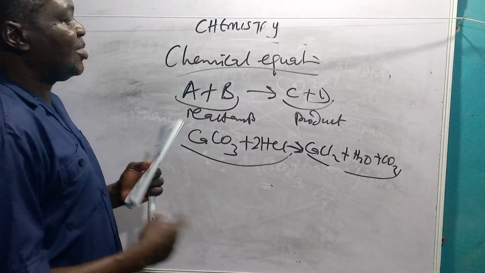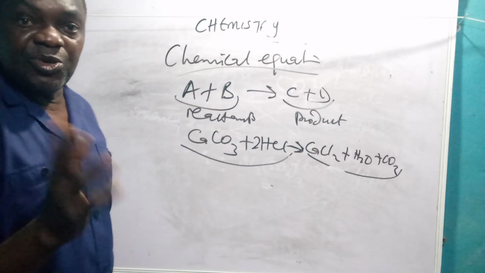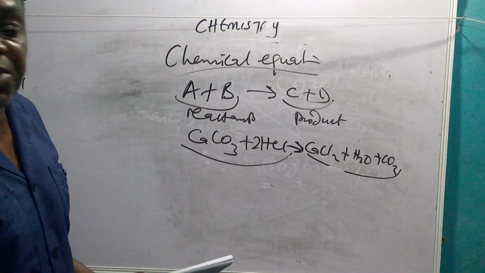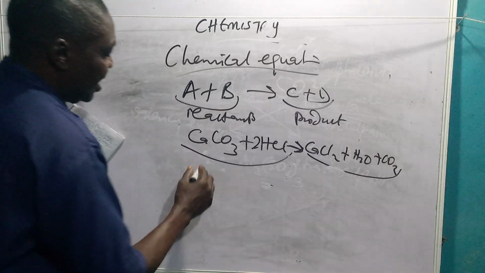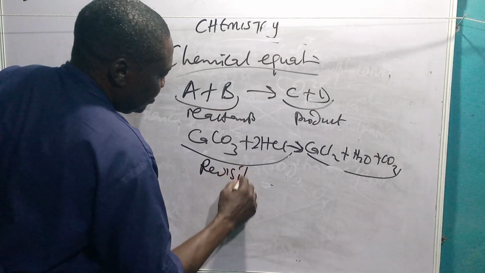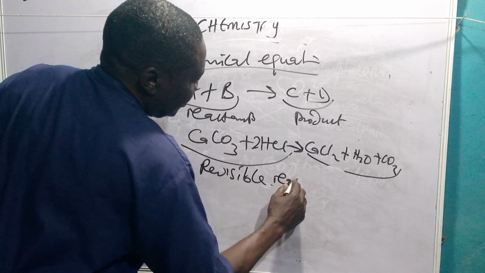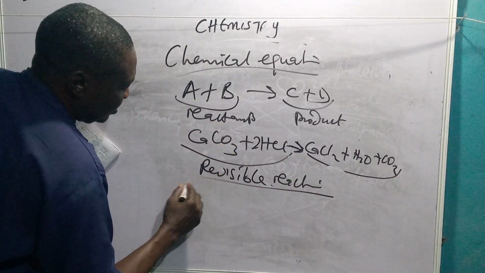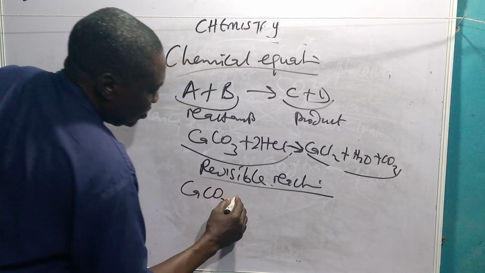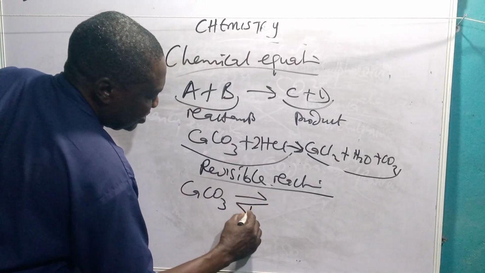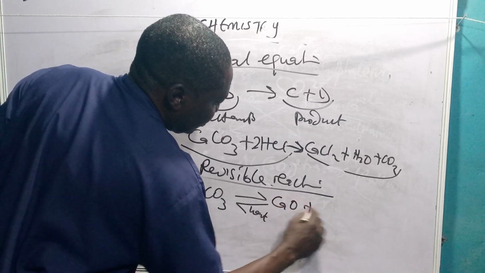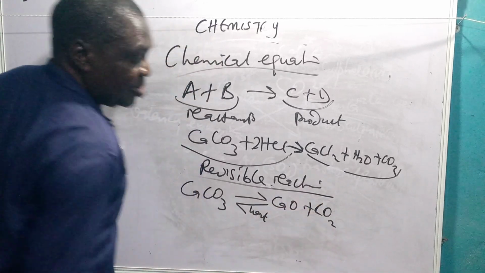Sometimes you can have a reaction that can proceed both ways when the conditions are changed. Such reactions are called reversible reactions. For example, even this decomposition I was telling you about, CaCO3: when you heat it, it decomposes to CaO plus CO2 inside a closed vessel.